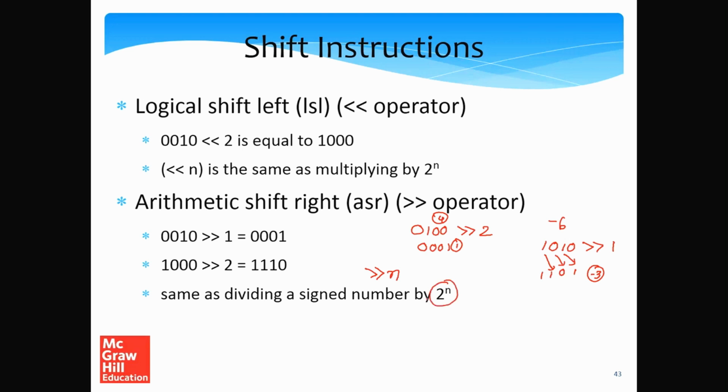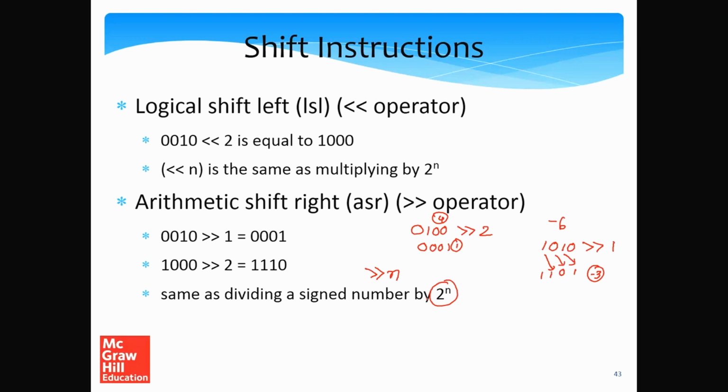So a logical left shift and an arithmetic right shift are essentially very useful operations, and they help us in multiplying or dividing numbers by 2 raised to power n, by any power of 2.